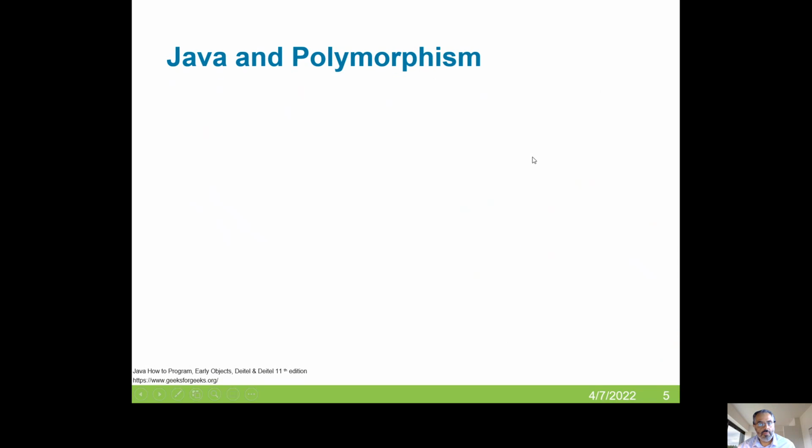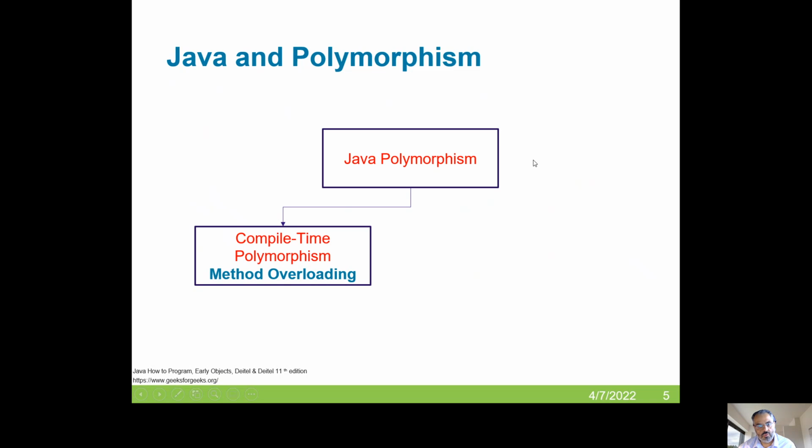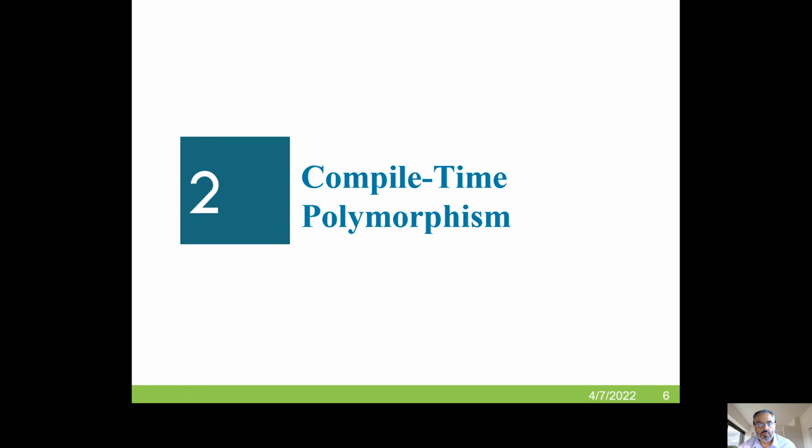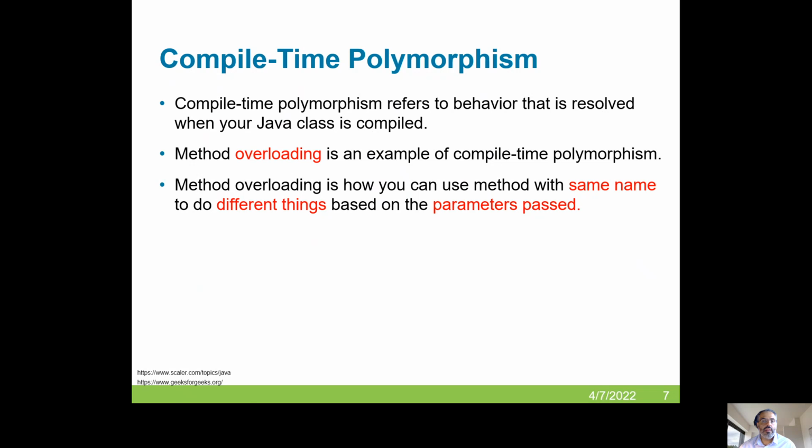Okay, so returning back now to Java, how can we apply this in Java? As we said, in Java we have two types, the compile time polymorphism and the runtime polymorphism. An example of this is method overloading and method overriding. So let's start with the compile time. Compile time means this behavior is going to happen during the Java class compilation.